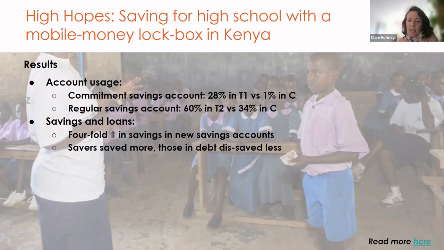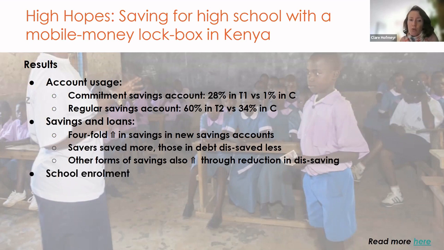And then mobile savings account usage also had an effect on other forms of saving. So total financial savings increased by an estimated $50 among participants who opened a savings account. And this positive effect pretty much entirely came from a reduction in debt.